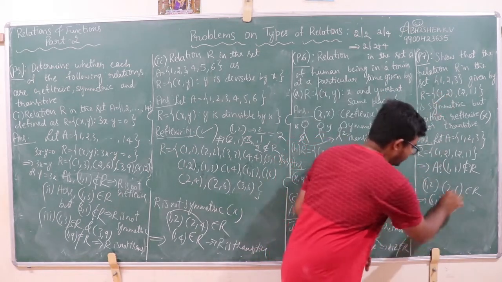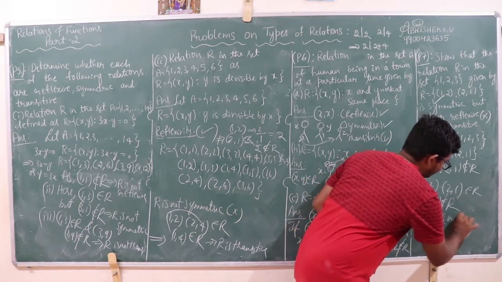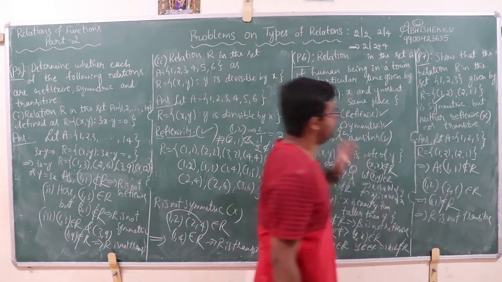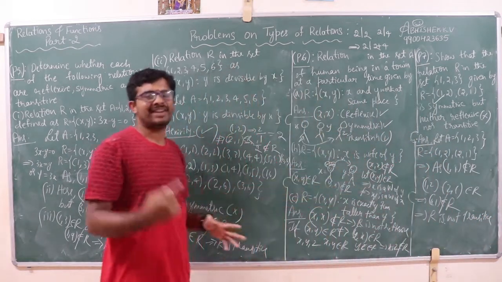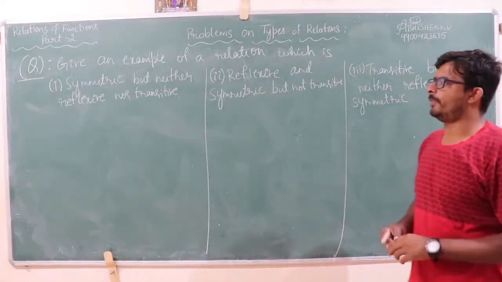In this relation, does not belong to the relation. This implies R is not transitive. Yes? These are all very important problems for your annual examination. Please go through it. Look at the next set of problems.